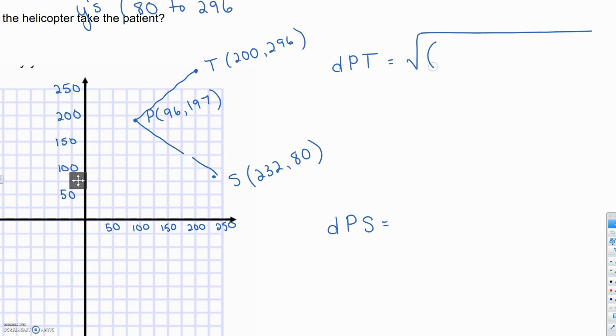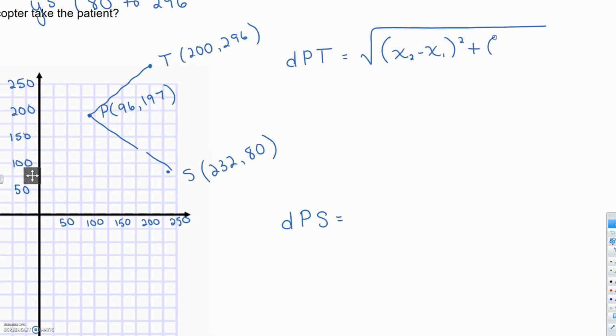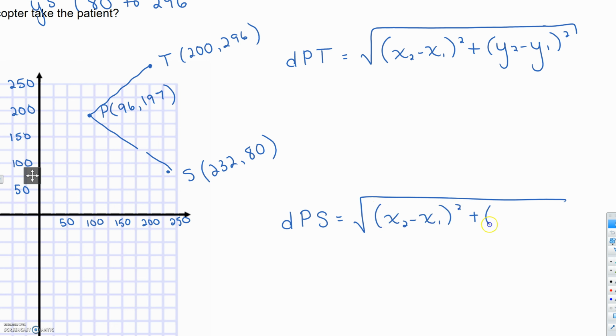Square root of bracket x2 minus x1, all of that is squared. Don't forget to add y2 minus y1, and we're going to square that. I might as well write down the formula down here as well. And you may ask me, well, do I need to rewrite it? I already wrote it at the top. The answer is yes, you always have to rewrite it.